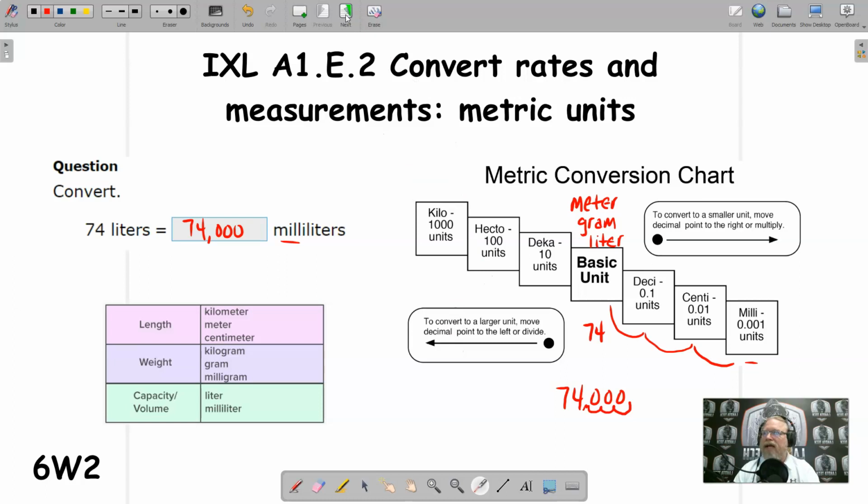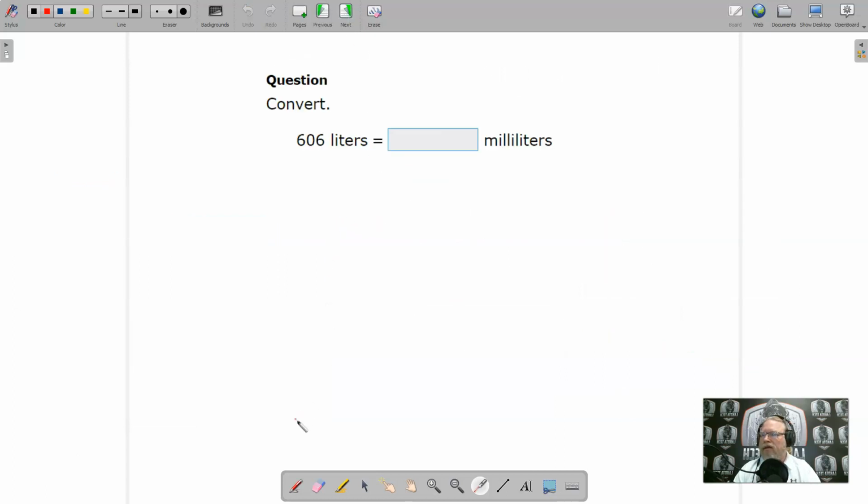Let's look at some examples and see. So here we have 606 liters, 606. Let's go ahead and put that decimal there, liters, L-I-T-E-R-S. And we need to get to milliliters. Well, remember we have liters, then deciliters, and then centiliters, and then milliliters. Well, we need to get to milliliters, so we need to go 1, 2, 3 places to the right.